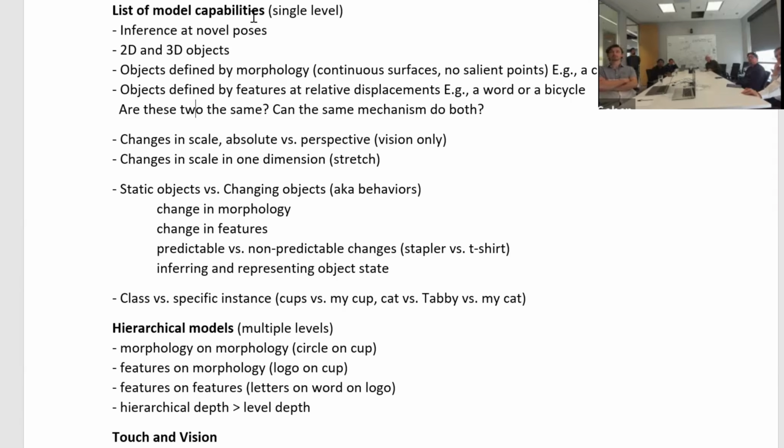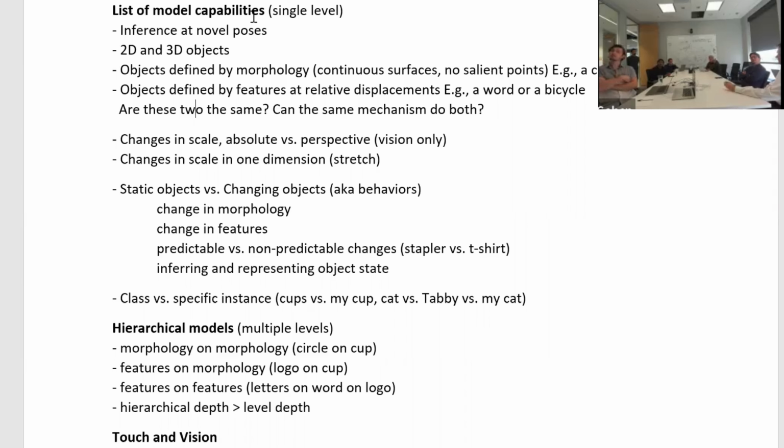Then lately, I've come to think about objects defined by morphology. These are objects where there are continuous surfaces, but no salient points. There's no point where you can say there's a feature here and a feature there. Typical examples are a circle and a cylinder. I've talked about a bunch of these recently, how we can recognize them, how we can learn them. It made me think, oh my God, you can't really just say there are features and it's figuring out the displacement between them.